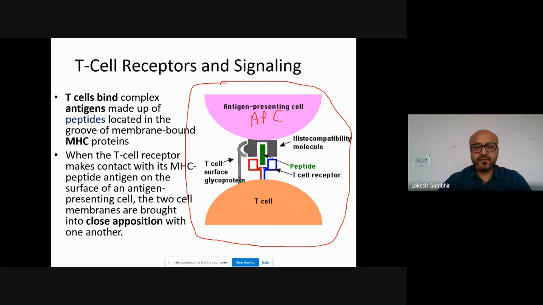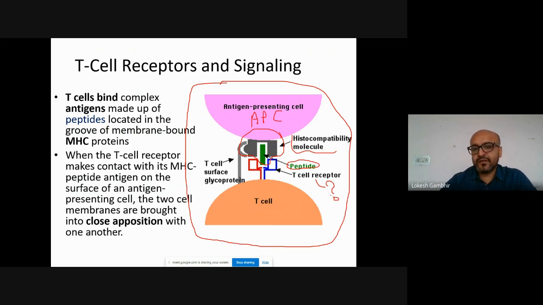These APCs are antigen presenting cells like macrophages, B cells, and dendritic cells. They express the processed antigen in the form of peptide bound to an MHC molecule, and this complex is recognized by the T cell receptor. Our job today is to understand what this T cell receptor is.